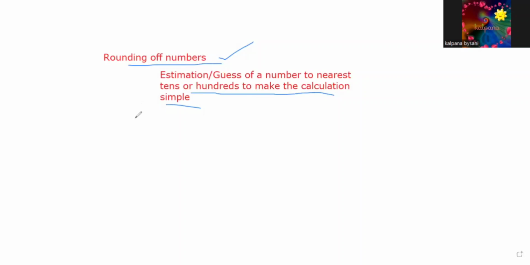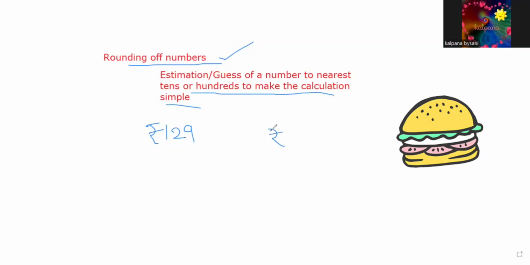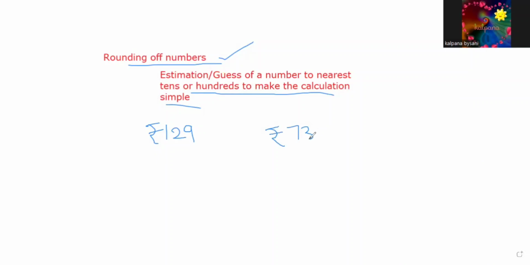See, imagine in a restaurant, a boy ordered a cold drink worth 129 rupees. Ooh, even I am feeling like to drink. And a burger worth 73 rupees. To get an estimate of the bill, he rounded off both values to 130 and 70.